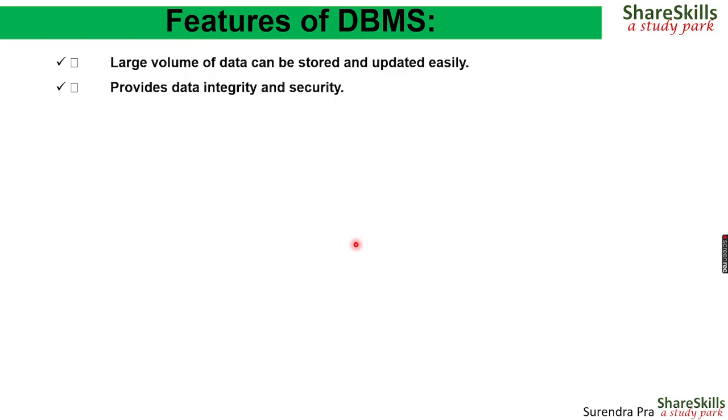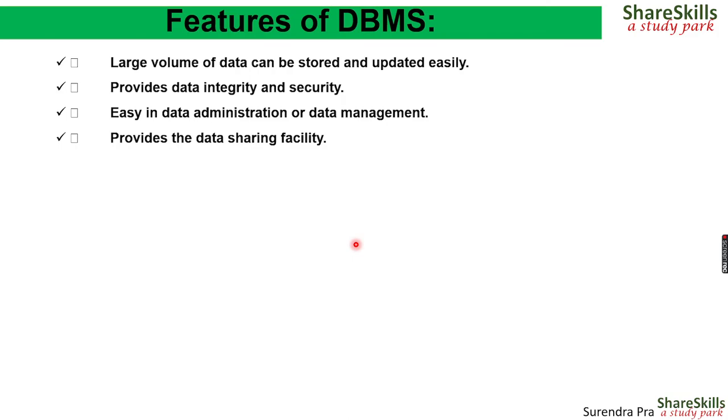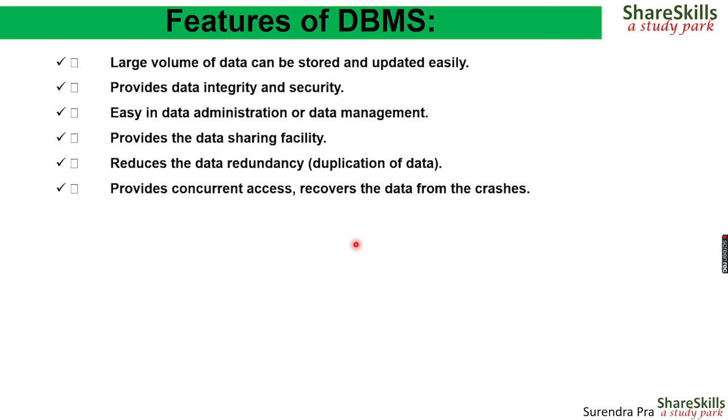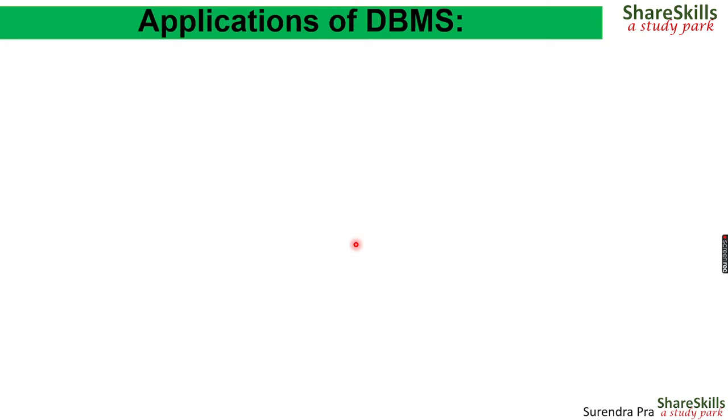So we can find from the features and then objectives. From there you can write these features. It provides data integrity and security. It is very easy for data administrators or data management. It provides data sharing facilities, reduces data redundancy, provides concurrent access, recovers data from crashes, supports centralized control. And application of DBMS nowadays, this is really important.